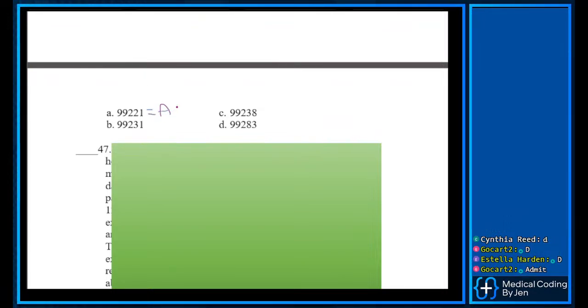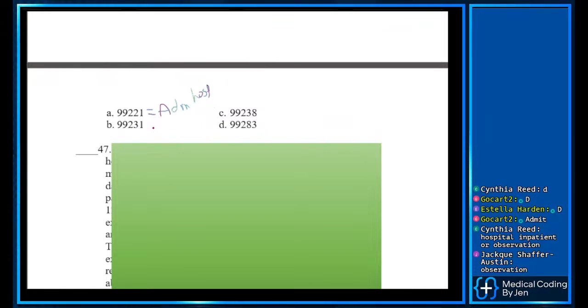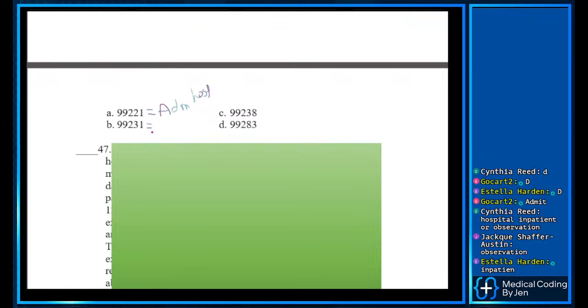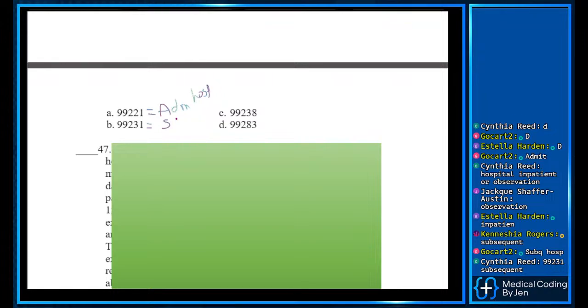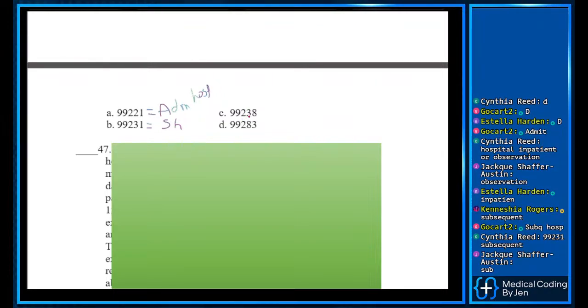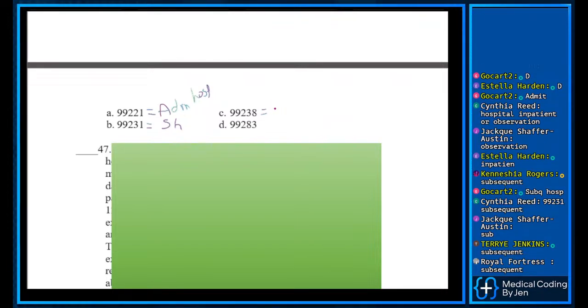Admit, not initial. Admit, hospital. 99231 equals what? What's its header? Subsequent hospital. Yep. What is our 238? Nothing means admit and discharge all in one.